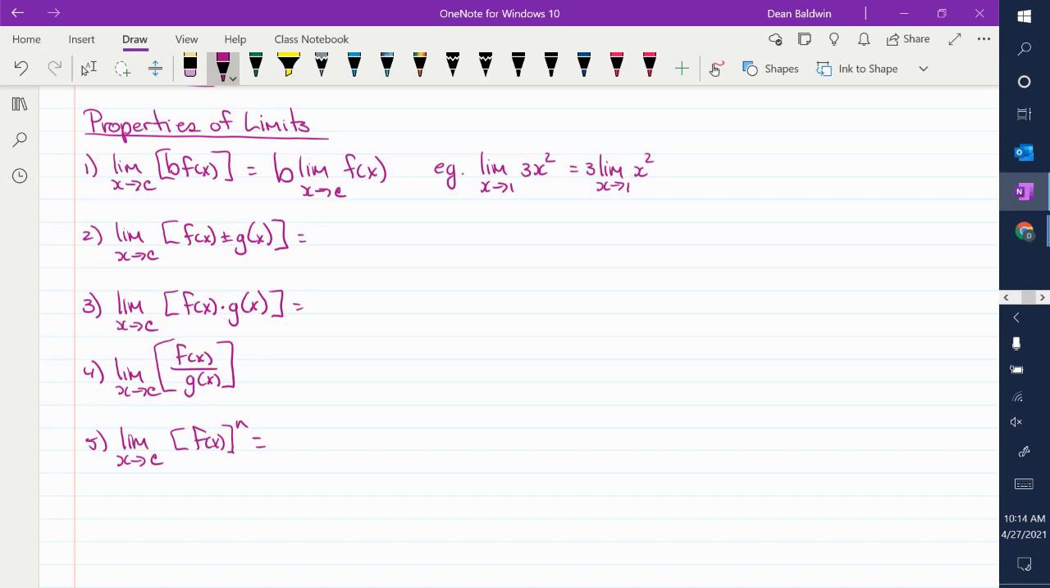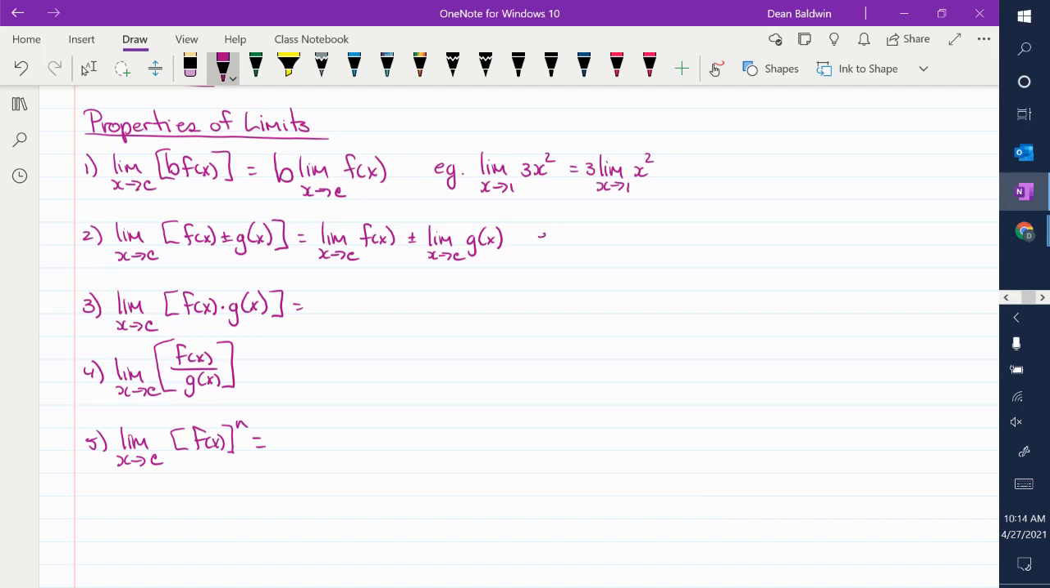Second one, we will use. If you have two functions that are being added or subtracted together, you can break up the limit into the limit of the first one plus or minus the limit of the second one. And I'm going to show you an example of this in a bit.